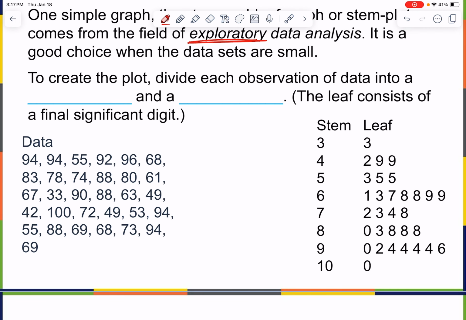To create the plot, divide each observation of data, that's a single datum, like 94, into a stem and a leaf. The leaf consists of a single final digit, and that's important, a single digit. Okay, so here's an example of a stem and leaf plot.